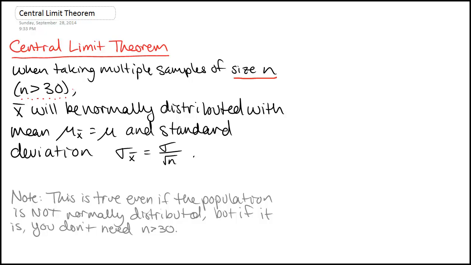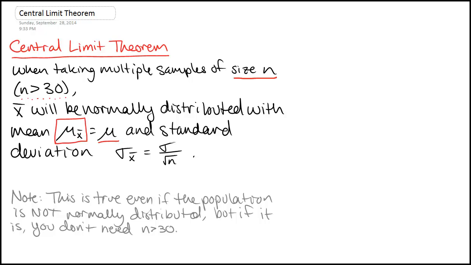So if we take multiple samples of the same size that aren't too small, then x bar, remember this is the mean of the samples, will be normally distributed with mean the same as the population mean, mu. The notation that they use in this particular textbook is the mu notation for x bar. So x bar is a little subscript here, looking at the distribution of all of the sample means.